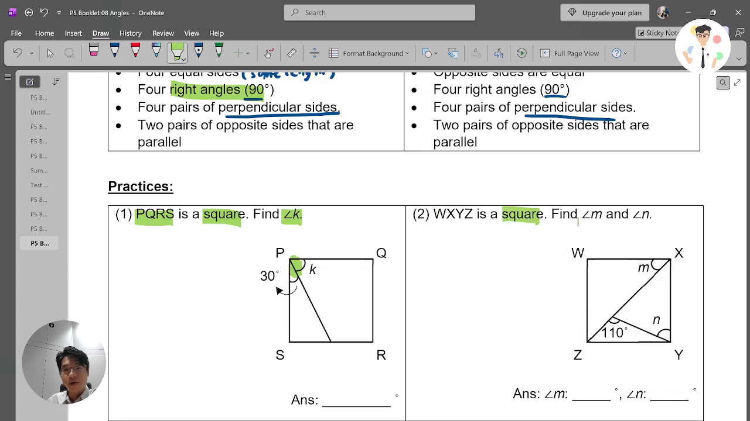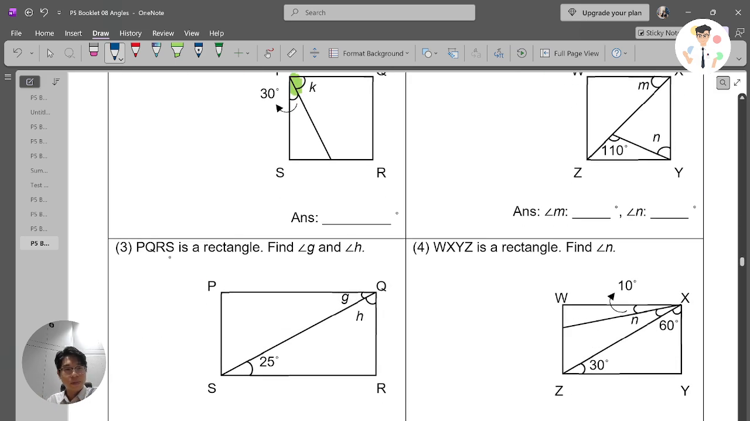Next one: WXYZ is a square. Find angle M and angle N. Angle M is here, angle N is here. What is important here is you should know one thing. If it's a square, it's 90 degrees, right? But if I cut it in half, then what is this angle? Think about it. Next, PQRS is a rectangle. Find angle G and find angle H.